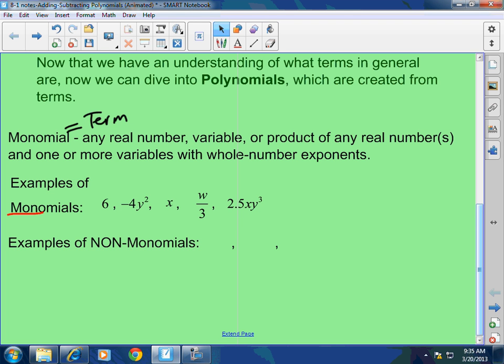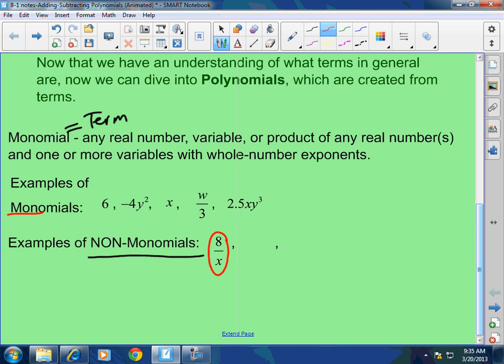Now, sometimes you've got to see what a contradiction is to really understand this. So, examples of non-monomials now. These are not monomials. 8 over x. This is not a monomial, and I'll tell you why. 8 over x, can't that also equal 8x to the negative 1? Is that a positive whole number? No, that's an integer. That's negative, right? That's not a whole number at all. So this is not a monomial.